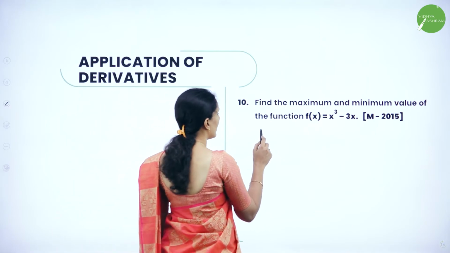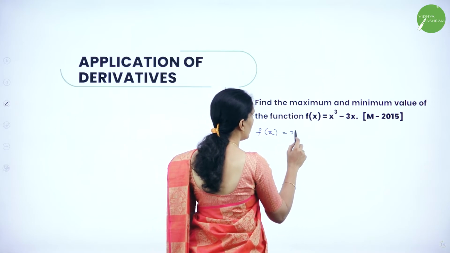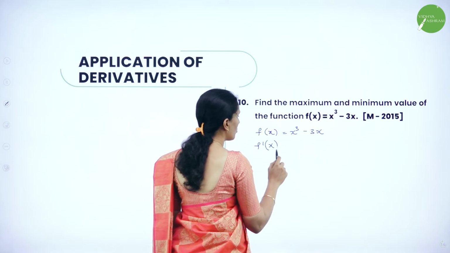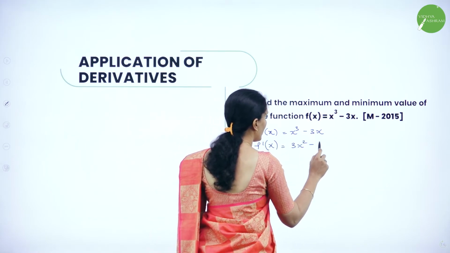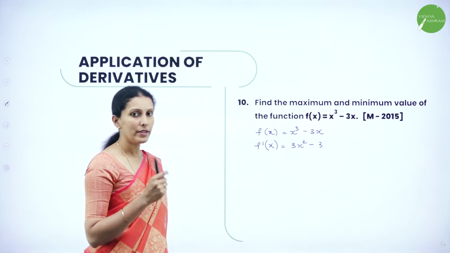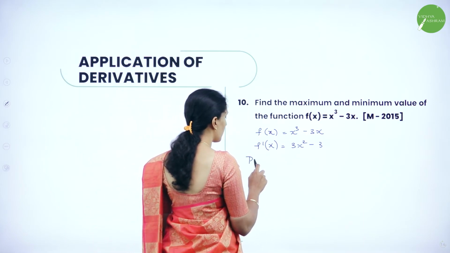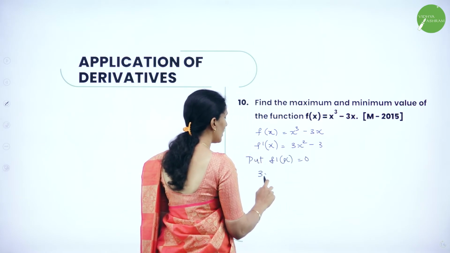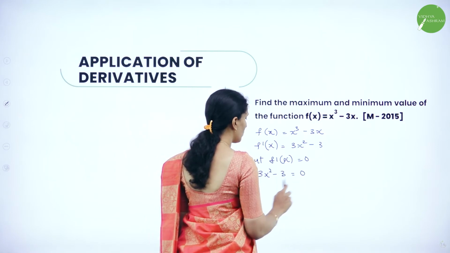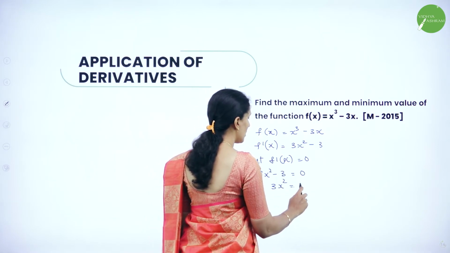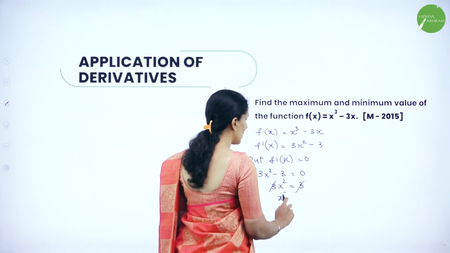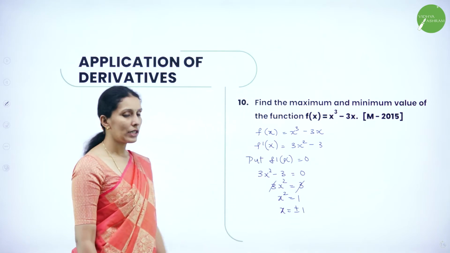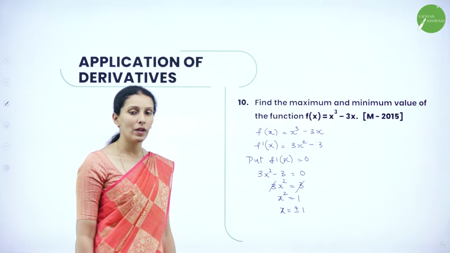So first they have given f of x is equal to x cube minus 3x. Find f dash of x. f dash of x is nothing but 3x square minus 3. Now to find the critical points, put f dash of x is equal to 0. Then we get 3x square minus 3 is equal to 0. So 3x square is equal to 3, 3 gets cancelled, x square is equal to 1, x is equal to plus or minus 1. Now these are the critical points, that is x is equal to plus 1 and minus 1.